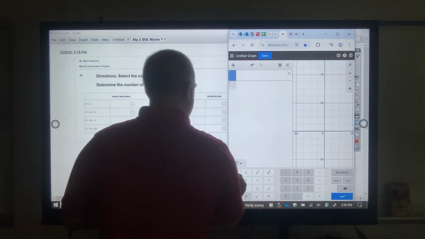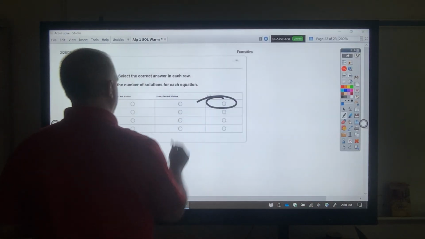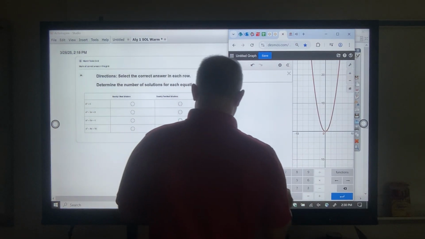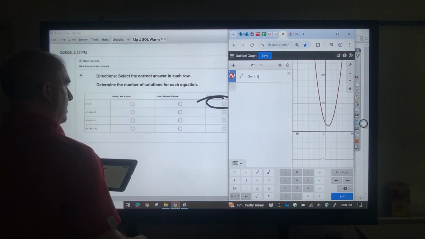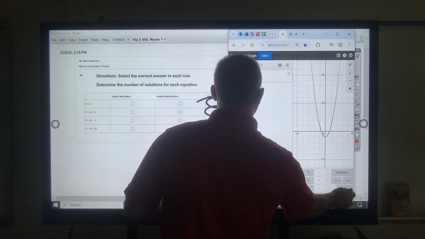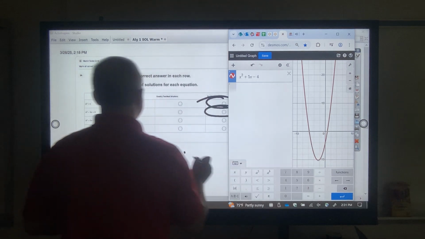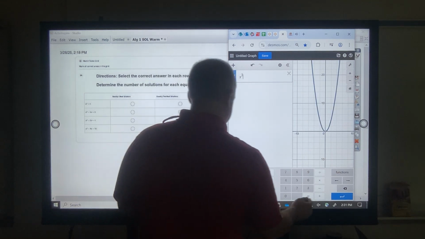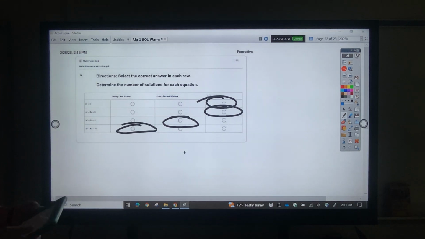So I got x squared plus 1. Okay, that does not cross the x-axis, so that's no reals. Next one is x squared minus 2x plus 3. That also does not cross the x-axis, so that's none as well. Okay, x squared plus 5x minus 4. That crosses in 2 spots. X squared minus 8x plus 16. That's exactly 1.